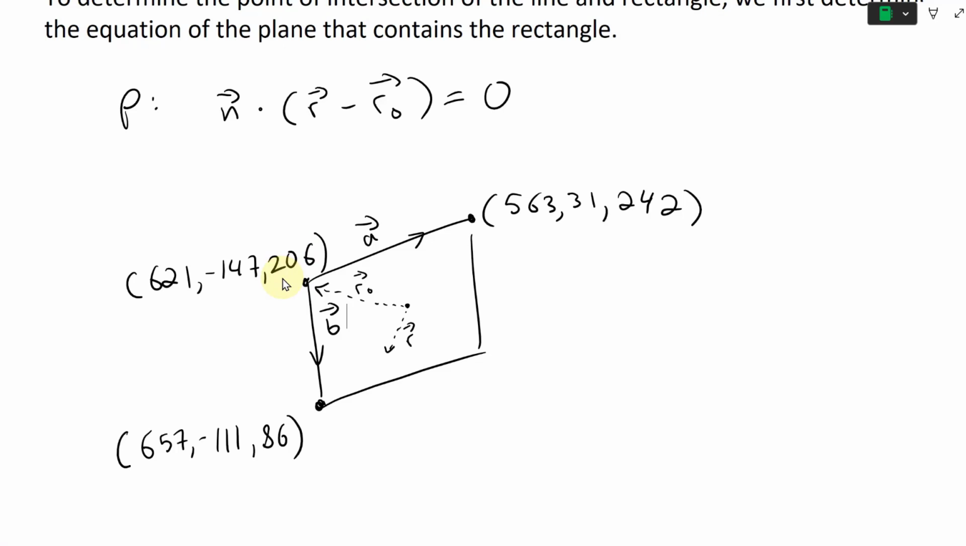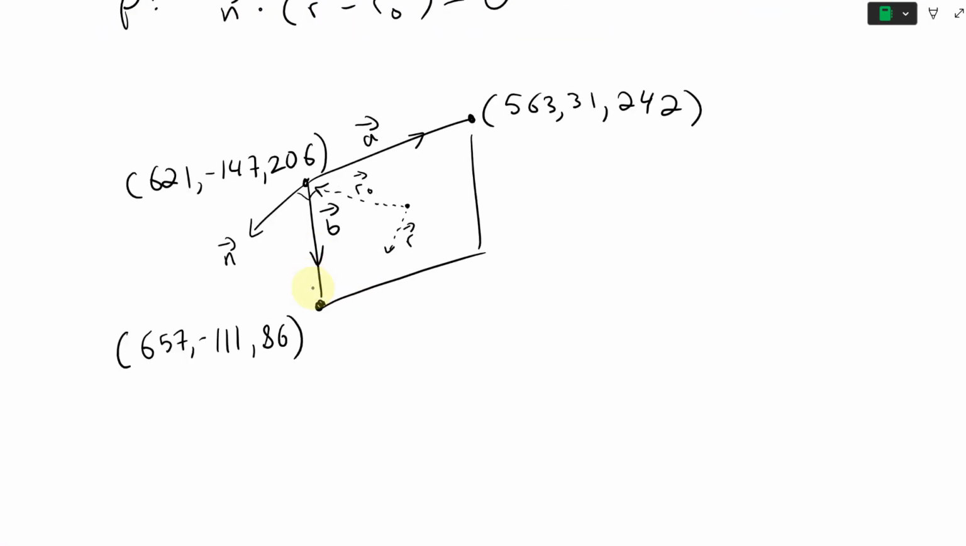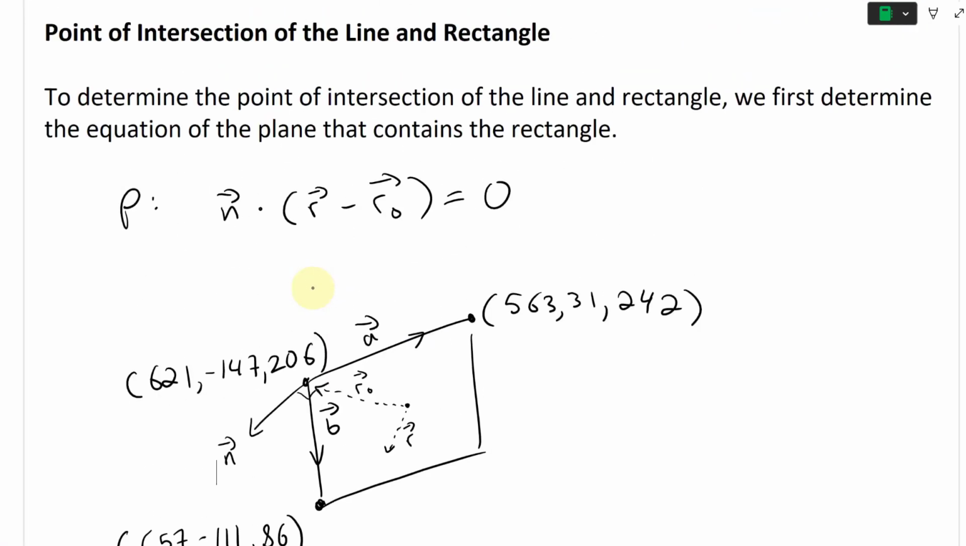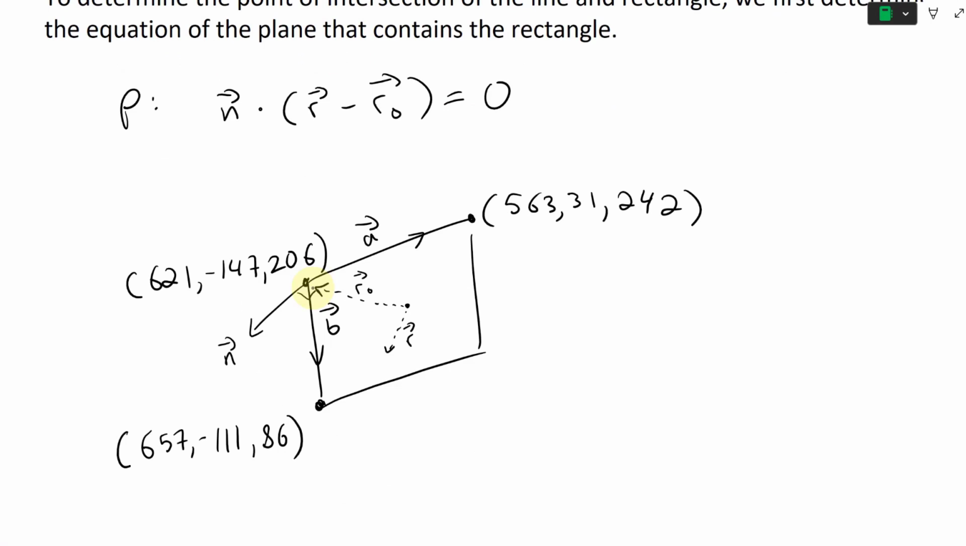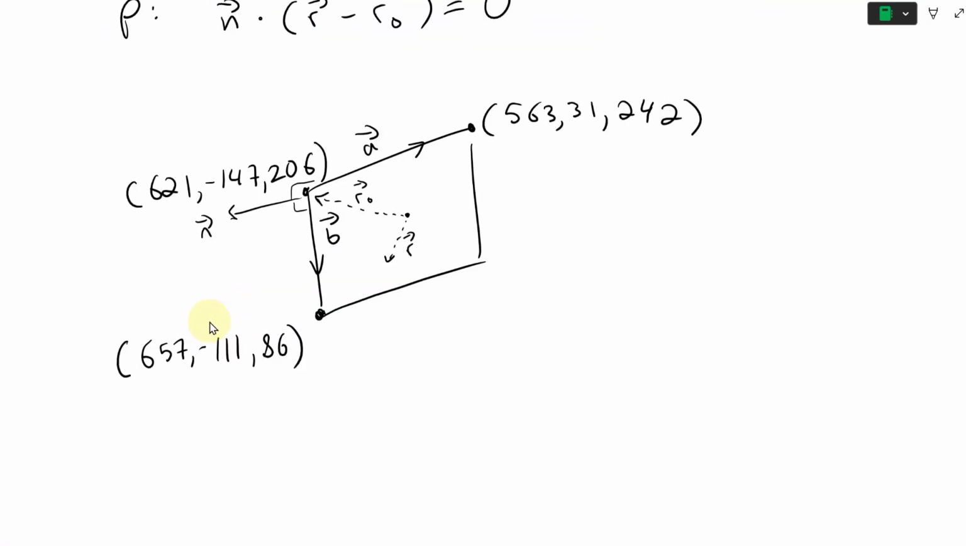So we need to find the normal vector. Let's say the normal vector looks something like this, and this is going to be perpendicular to this, and the normal vector is going to be n. The normal vector is also perpendicular to A and B, so that means we could solve for it. It's perpendicular to it, and we could try to draw this. It looks something like this. So perpendicular to A, perpendicular to B as well. I'll just straighten that up to make it look more perpendicular. So there's the n vector.